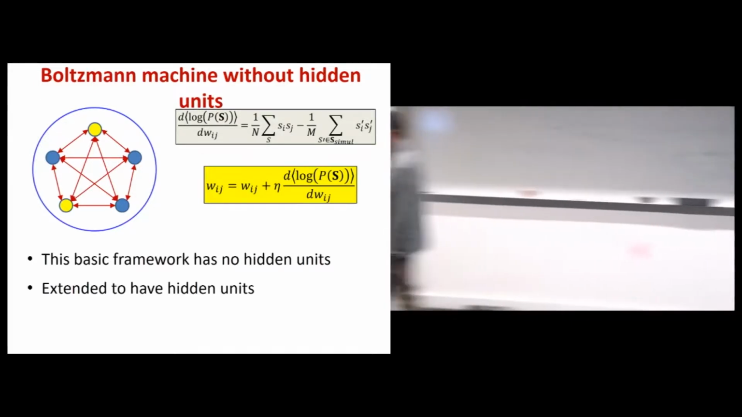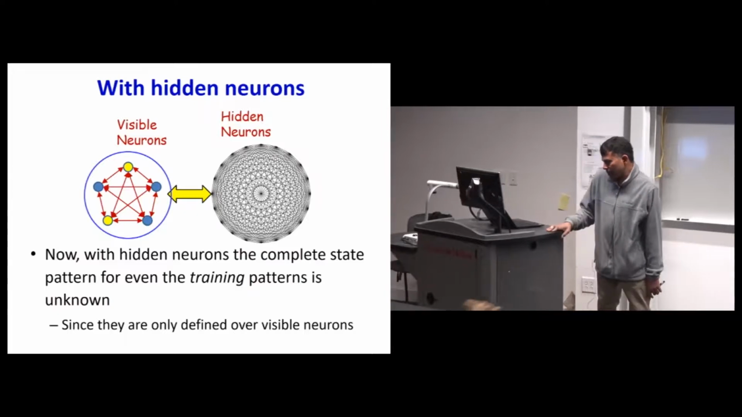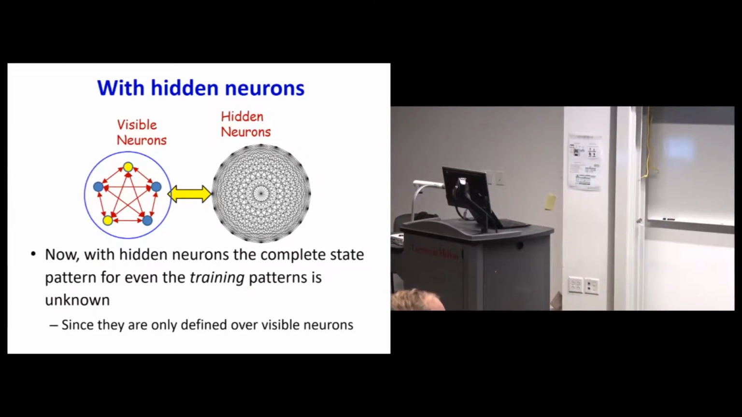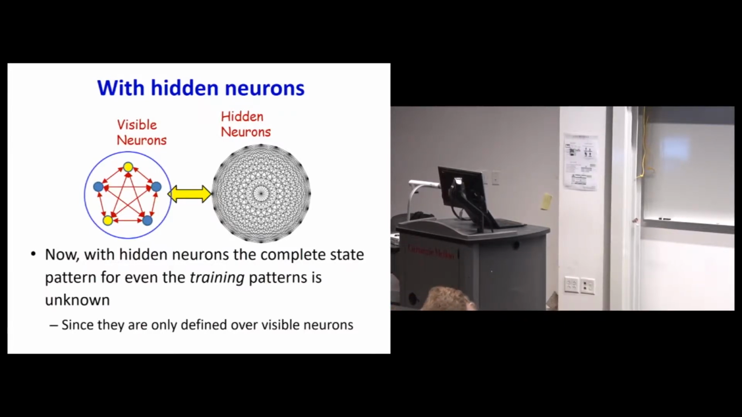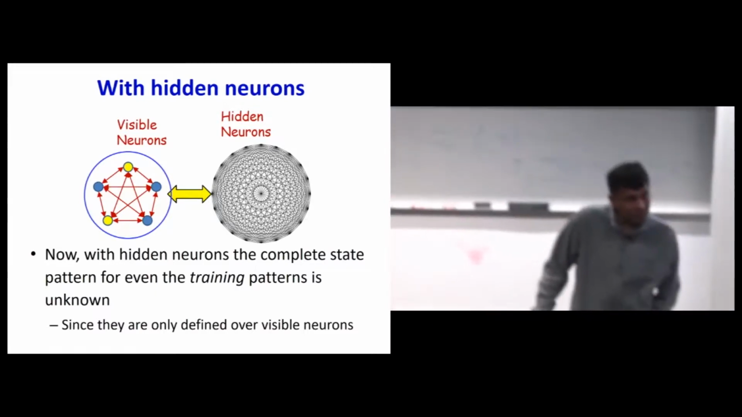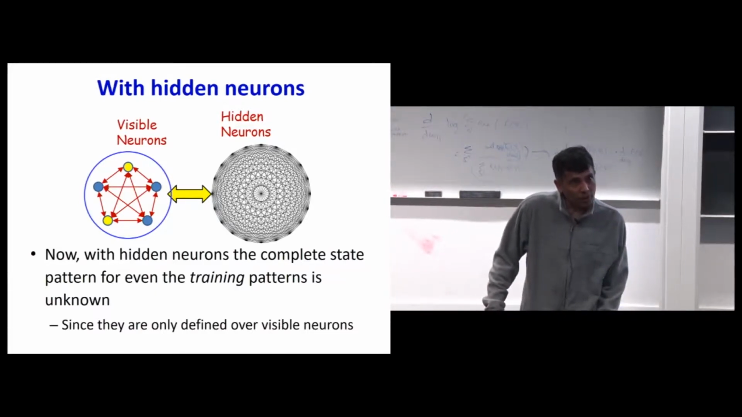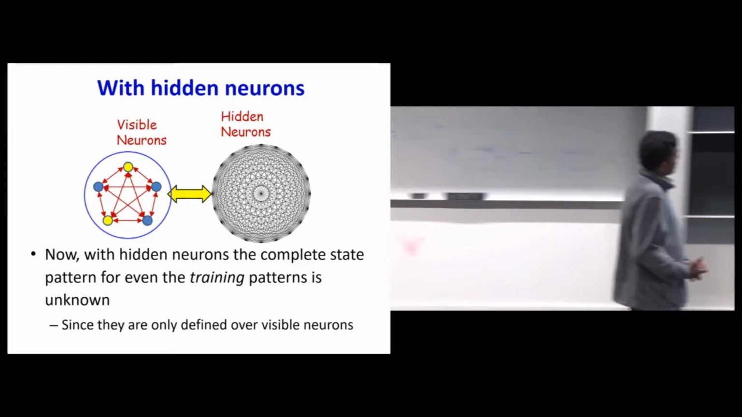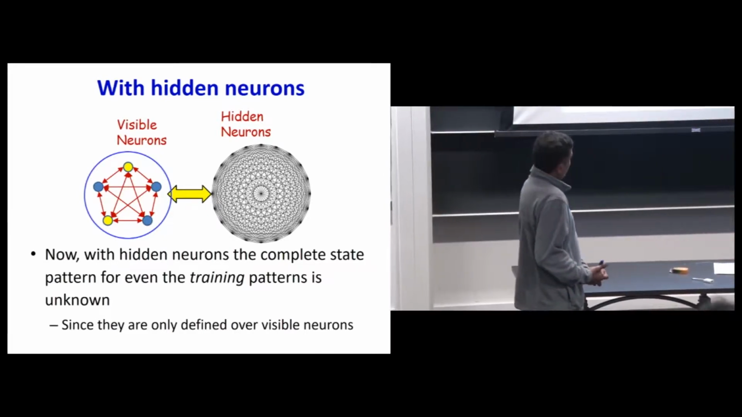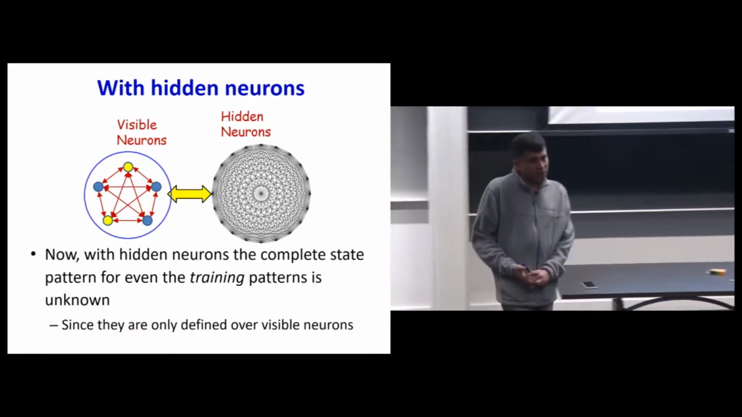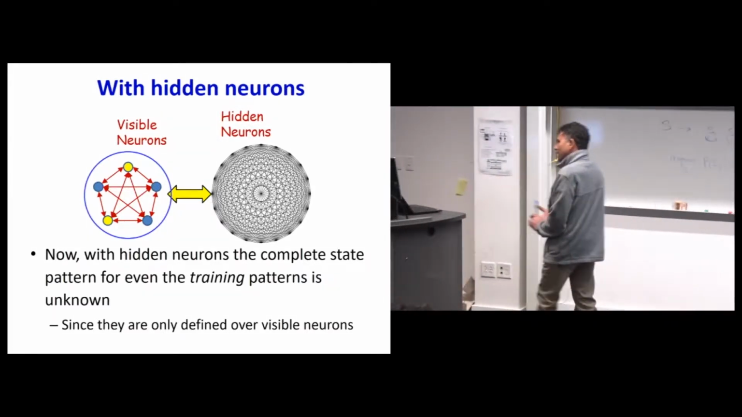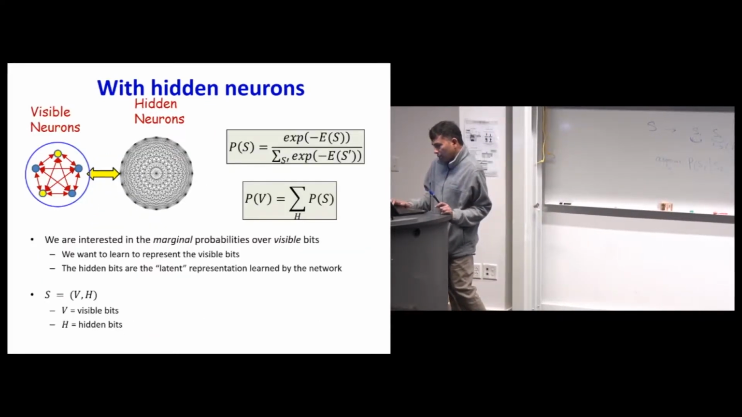But now you can extend this to have hidden units, like so. And with the hidden neurons, the complete state pattern, even for the training patterns, ends up becoming unknown. Because when I give you training samples, I'm only giving you the training samples for the visible neurons. I'm not giving you the training samples for the hidden neurons, right? So how exactly do I go about the process of training?